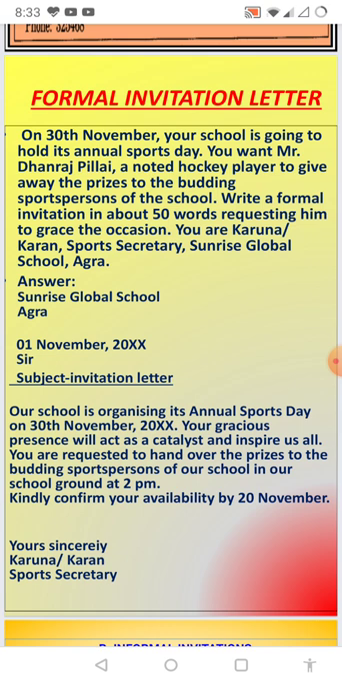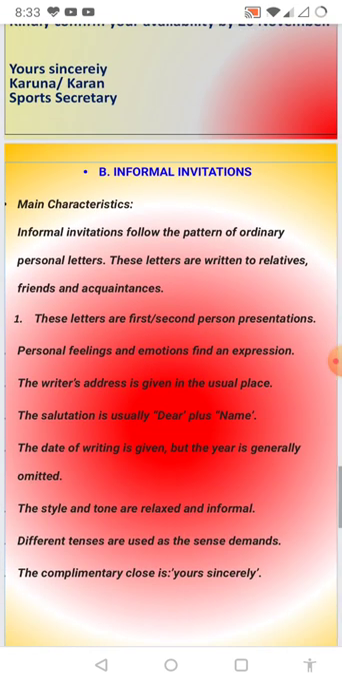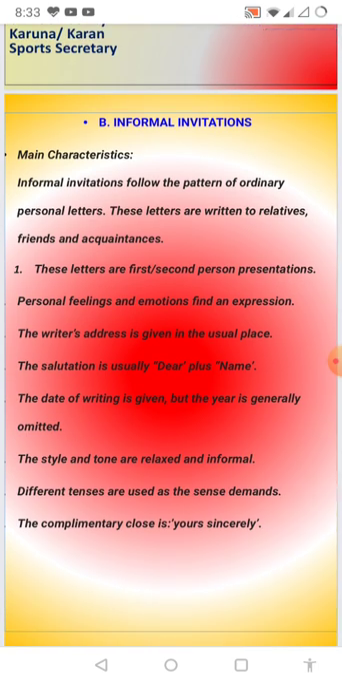The language is also formal and polite, and the format is just like letter writing. Yours sincerely, Karuna or Karan, Sports Secretary. This is when we invite someone in a formal letter invitation. Okay, after that we have informal invitation. Till now we have done formal invitation, which is of two types, card format and letter format. Now we have informal invitation.